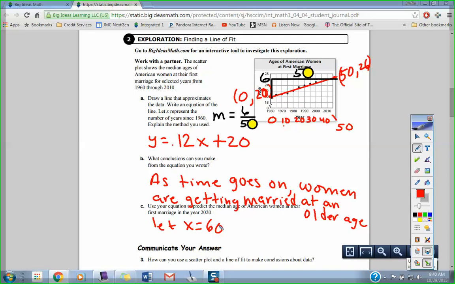27.2. So in 2020, the median age will be 27.2 years old. Couple questions. First of all, if I gave you a data set, can you fit a line to that data? Once you've got that line fitted to that data, can you come up with an equation for that line? Secondly, once you've got that equation, can you answer some questions related to the equation that you drew for the data of that fitted line? That's what's going on.